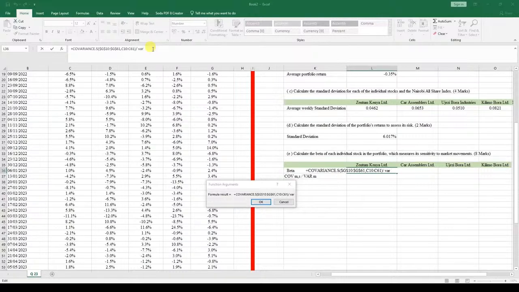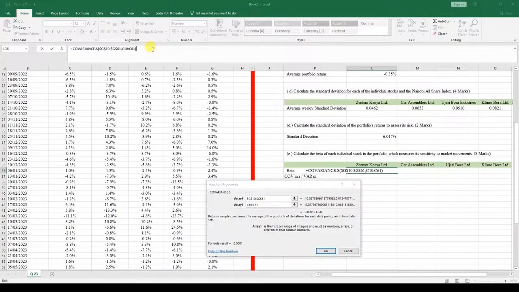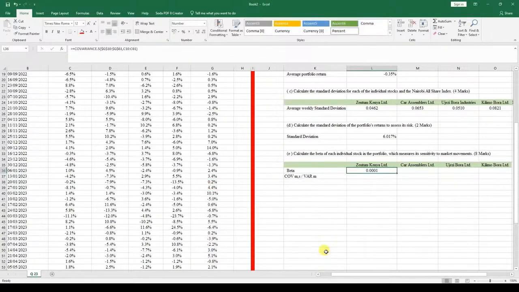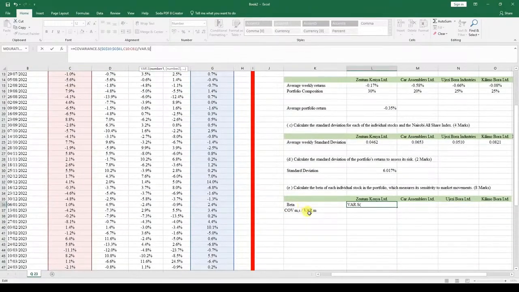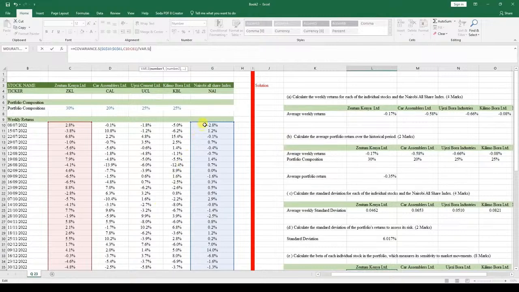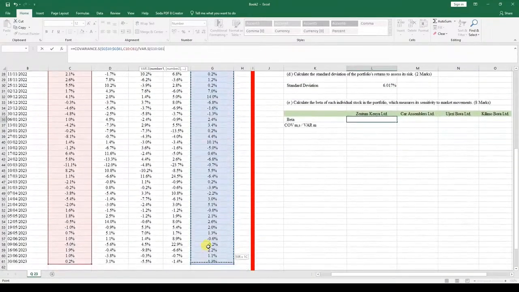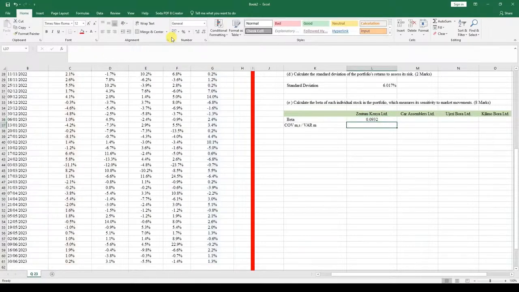Variance of the market. But before we do the variance, we can say okay like that, because that's just the covariance, as you can see from the formula. Then we continue and say divided by the variance, not VAR.P but VAR.S, sample variance of the market. So we pick the variance of these values here and we lock it. Press F4 like that and we close the brackets. There, that's our beta, 0.0932.